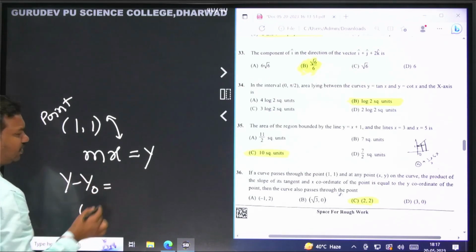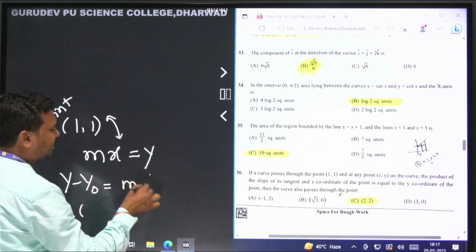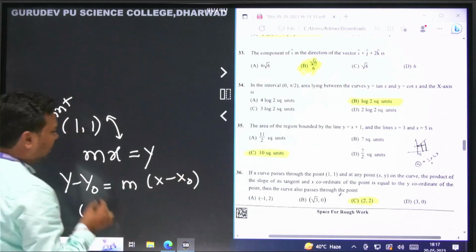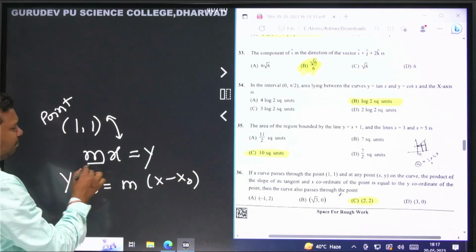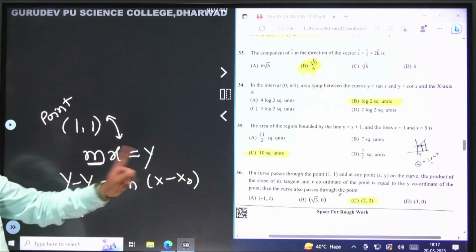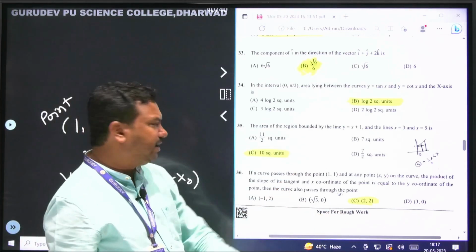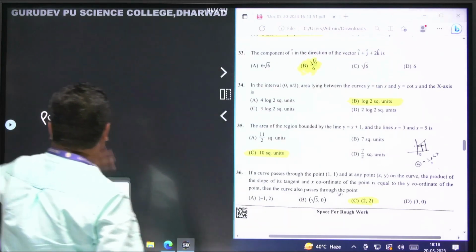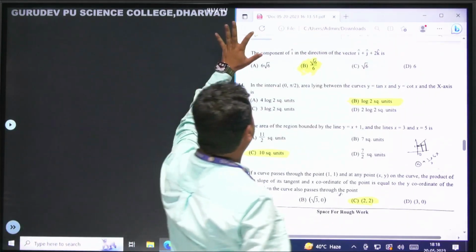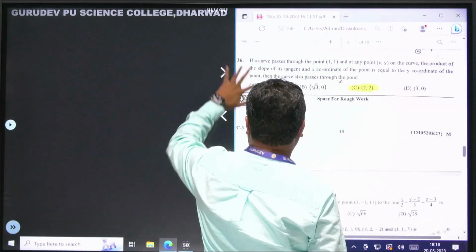y minus y naught is equal to slope of the tangent into x minus x naught. ಇದರಲ್ಲಿ ನಿಮಗೆ ಪಾಸಿಂಗ್ ಪಾಯಿಂಟ್ ಕೊಟ್ಟಿದ್ದಾರೆ, ಸ್ಲೋಪ್ ಕೊಟ್ಟಿದ್ದಾರೆ, ಎರಡನ್ನು ಸಬ್ಸ್ಟಿಟ್ಯೂಟ್ ಮಾಡಿ ಟ್ರಯಲ್ ಅಂಡ್ ಎರರ್ ಮೆಥಡ್, ಎಲಿಮಿನೇಷನ್ ಮೆಥಡ್ ಸಾಲ್ವ್ ಮಾಡಿ. See, it will be the right answer from my end. You can just cross verify. Done. So let me go for next 37th question.